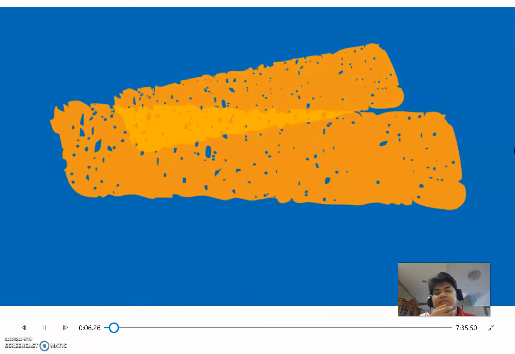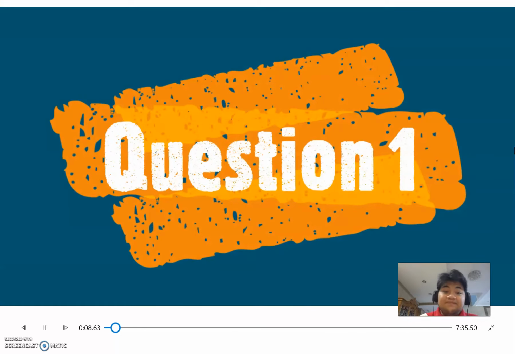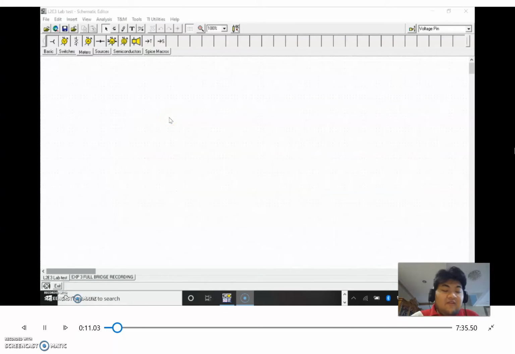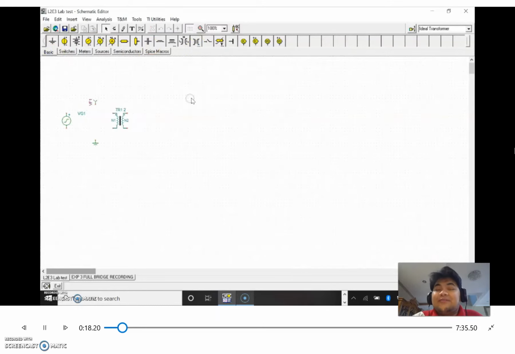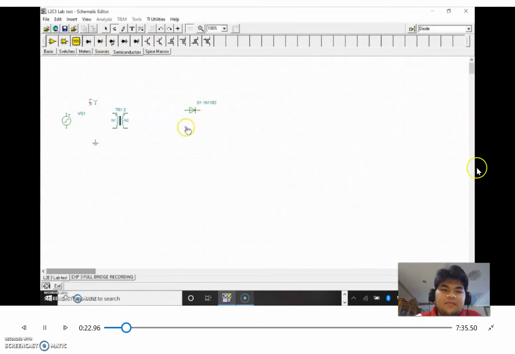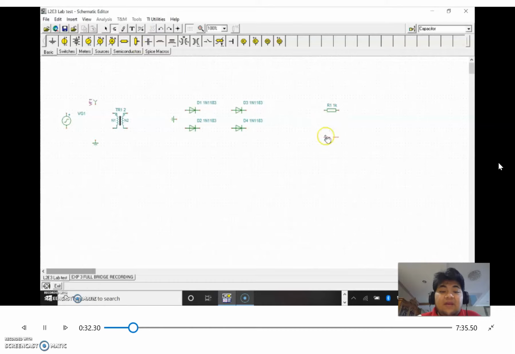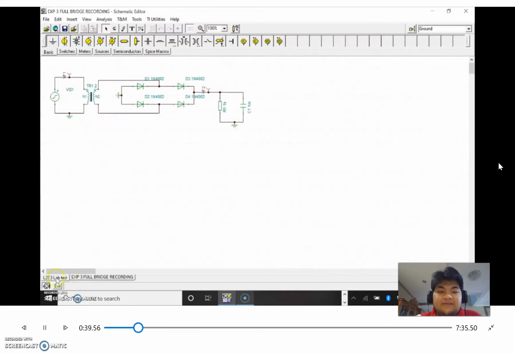KIB1004. Today we'll be conducting a lab test for AC power supply. For question 1, we'll be conducting a full wave rectifier circuit. So first we will construct the circuit itself. The circuit consists of an AC source, an ideal transformer, four practical silicon diodes labeled 1N4002, a load resistor, and a capacitor.